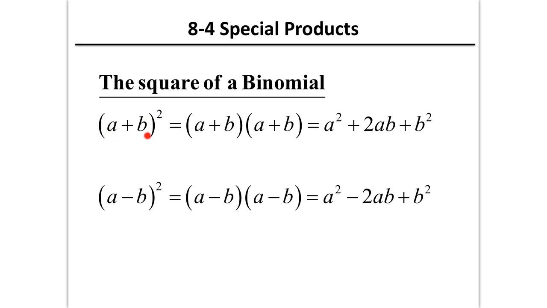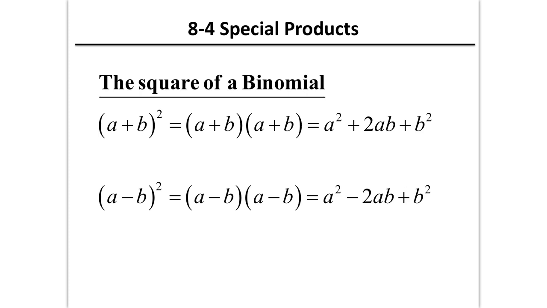So the idea is when you have a binomial, for example, this one here, a plus b, and you are squaring, so you physically see the exponent of 2. What that means is you are going to write down the binomial 2 times. So this parentheses, you copy down 2 times because that's what the exponent is. Exponent of 2 is you multiply the base by itself 2 times. So you are going to multiply a plus b times a plus b.